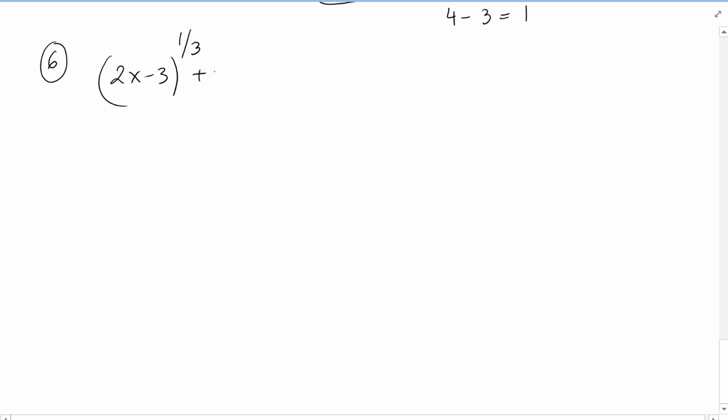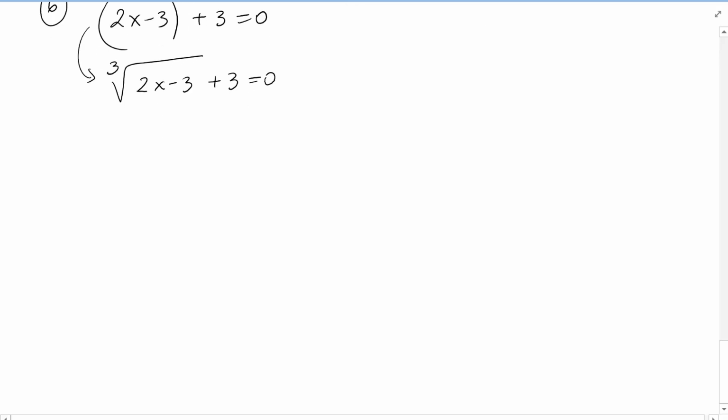Okay, and one more problem. Problem 5, I think it's 6. We have (2x minus 3) to the 1/3 plus 3 equals 0. So what's different in this problem? Well, first of all, we don't have radicals right now. We have rational exponents. And if we transform this one into a radical, it's going to be cube root of 2x minus 3 plus 3 equals 0. So again, what else is different in this problem? It's a cube root, so it's not square root anymore.